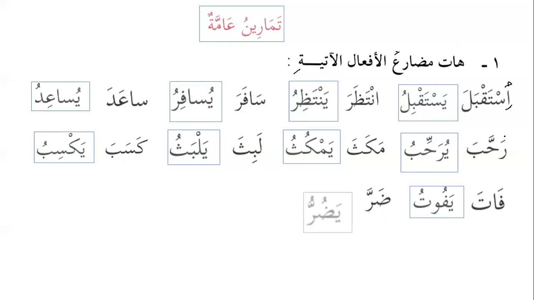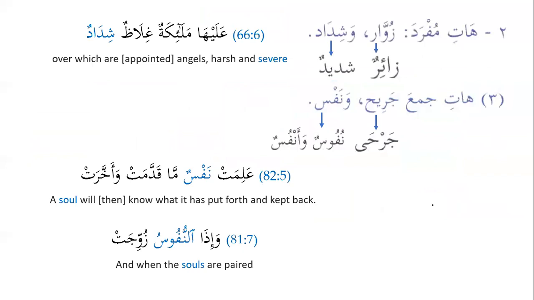Darra yadur. So what kind of verb is this? Fata? Ajwaf? Ajwaf wawi or ajwaf yai? Ajwaf wawi, because we can see the waw over here. Excellent. Darra yadur. What kind of verb is this? مضعف Muda'af. Excellent. Darra yadur. Perfect.